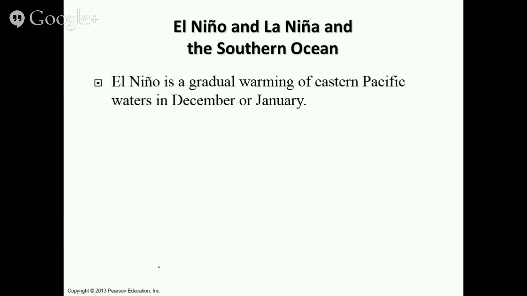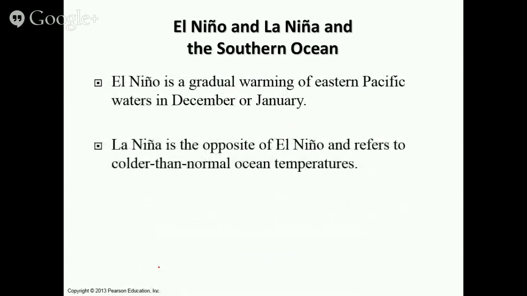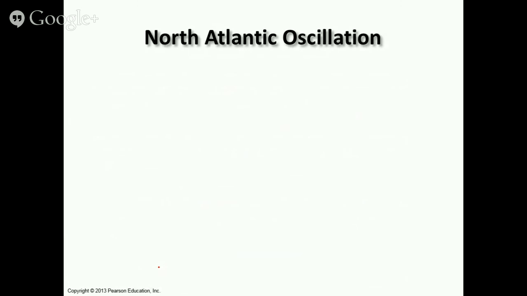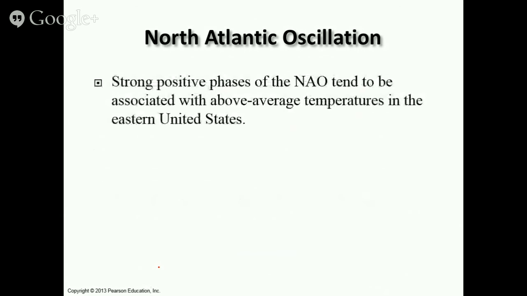So the Southern Ocean, we have a gradual warming of the Pacific, December or January. Remember, that's summer season for them. La Nina is the opposite of that. It's colder than normal temperatures, and that brings us into this oscillation pattern.